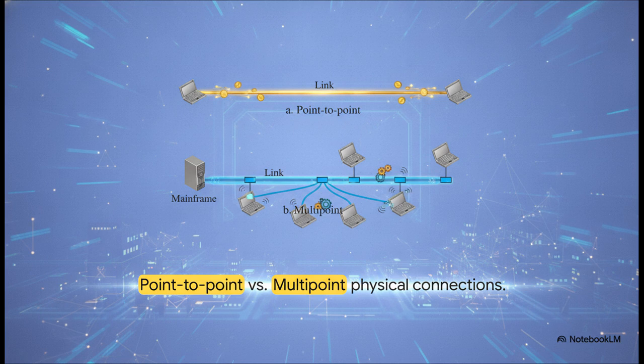You basically have 2 options. A point-to-point connection is a dedicated exclusive link between exactly 2 devices. The entire capacity of that link is reserved for them alone. Nobody else gets to use it.